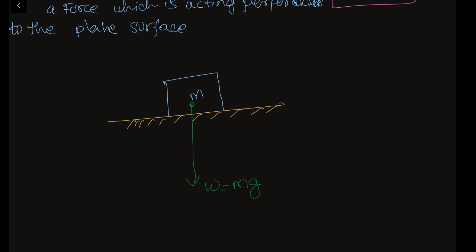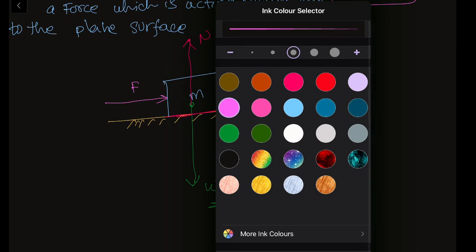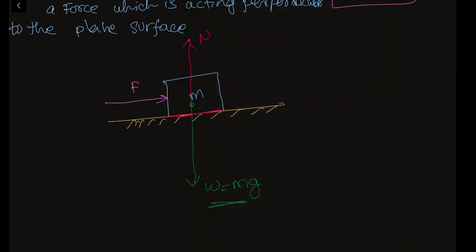Weight is acting downward towards the center of the earth, W equal to mg. At the same time, when weight is acting, normal force is acting, my children, perpendicular to the surface, that is N. Now applied force, here a force is applied, F. Then frictional force is acting if the surface is rough. In the opposite direction, frictional force is acting.